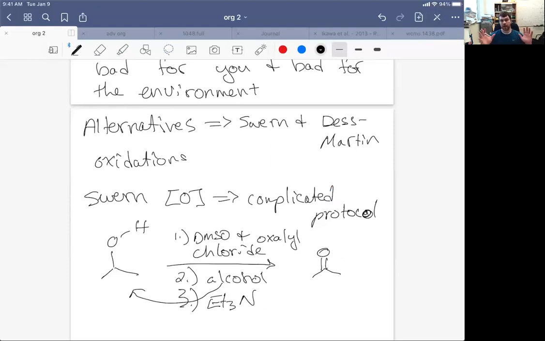Again, a lot of work. It's kind of cumbersome. You have to cool things down to like dry ice temperatures and that sort of thing, and add things in sequential order. It's a lot to just remove 2 hydrogen atoms, but this is an important yet difficult transformation to accomplish.